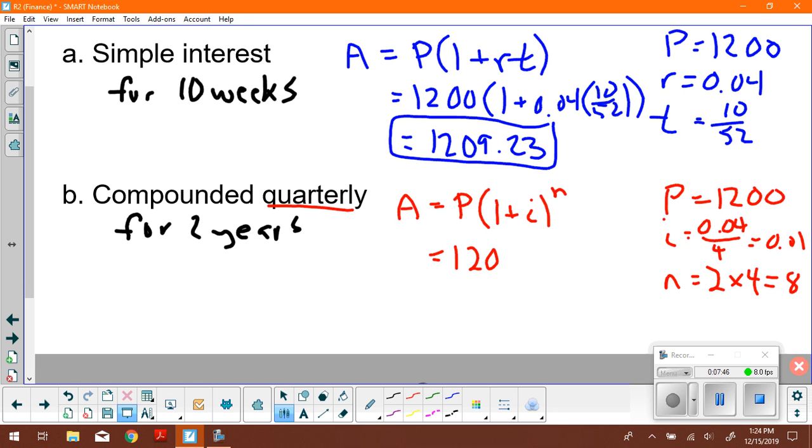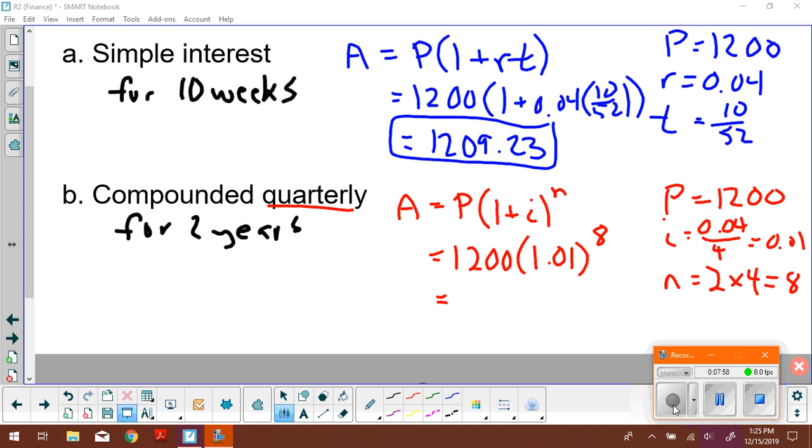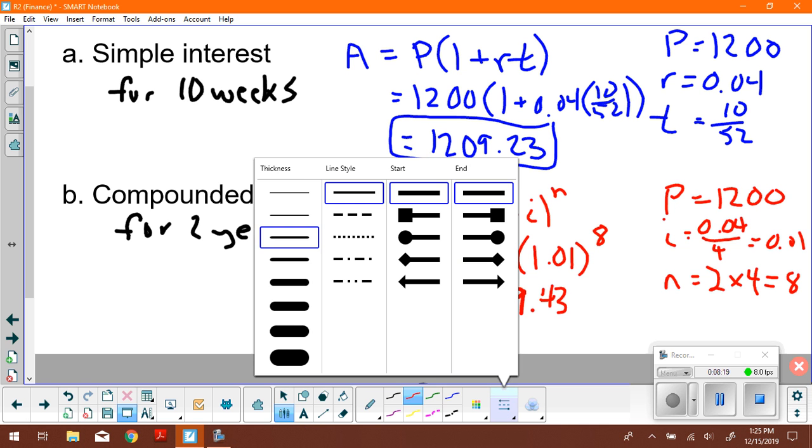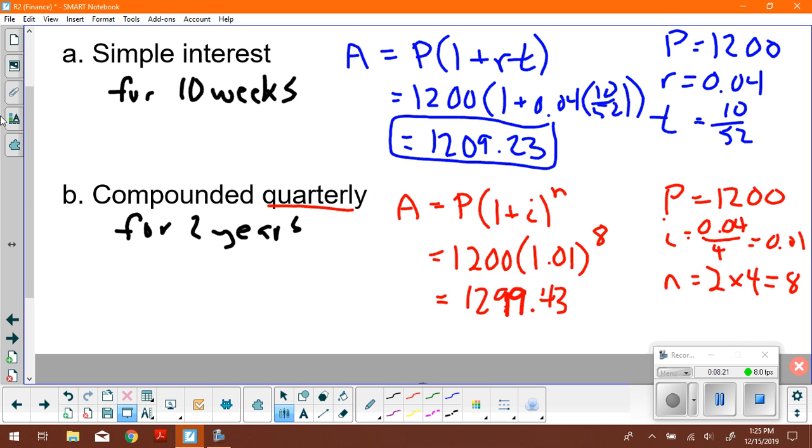So again, we've got it set up. So we'll just fill in our formula. 1.01 to the power of 8. Okay, and let's see what we get. And again, rounding it off, we're going to get $1,299.43. So we got just under $1,300 there.